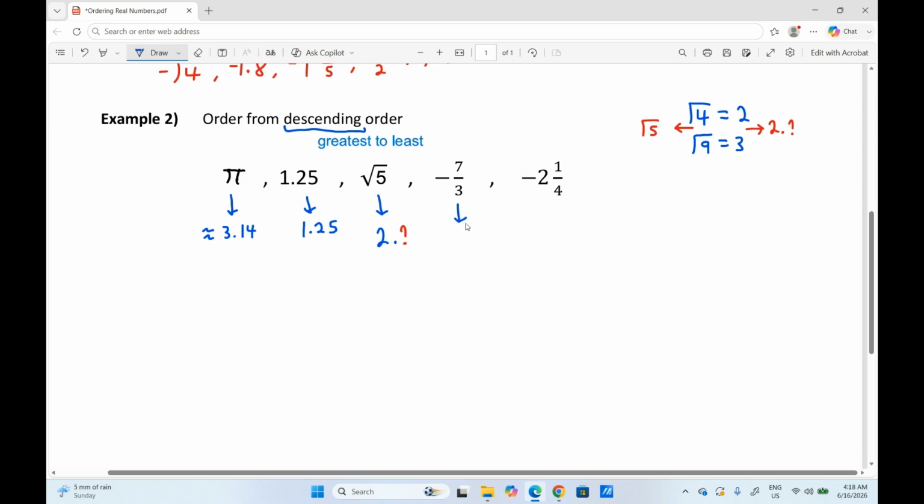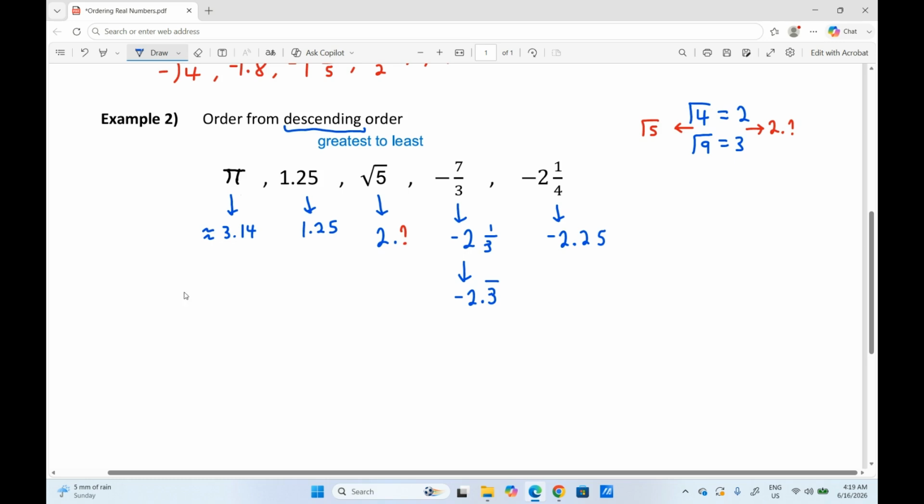Negative 7 over 3. Now, 7 over 3 is actually just 2 and 1/3, and we know that 1/3 is 0.3 repeating. So this should just be negative 2.3 repeating. And now I have negative 2 1/4. We know a quarter is 0.25, so this should just be negative 2.25.